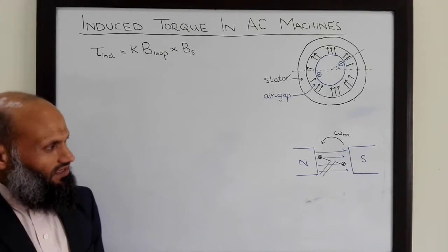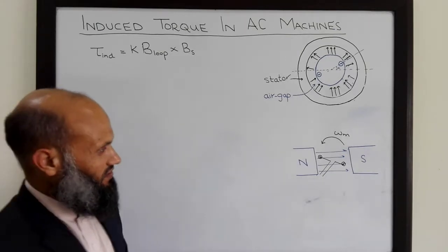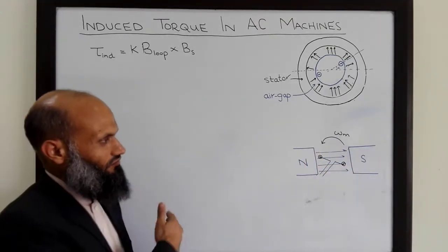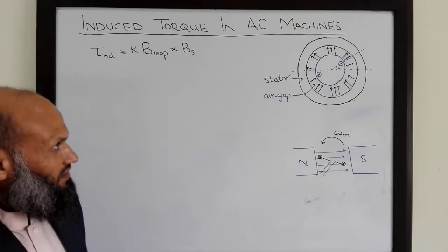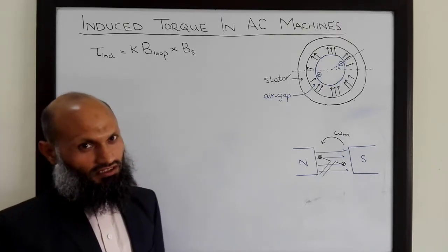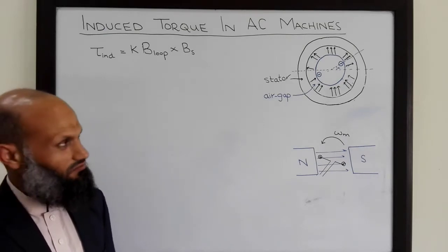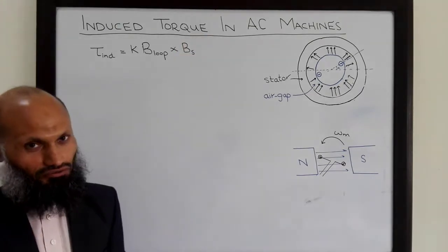There we learned that this machine is not a practical machine. Why? Because there is a big air gap and you need very strong magnets for this machine to work. In today's lecture we shall talk about another arrangement that is more similar to real AC machines, and we shall again derive an expression for induced torque.